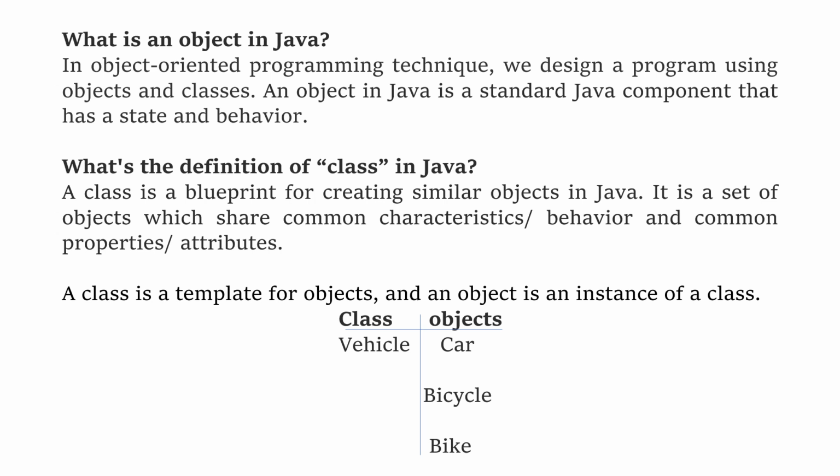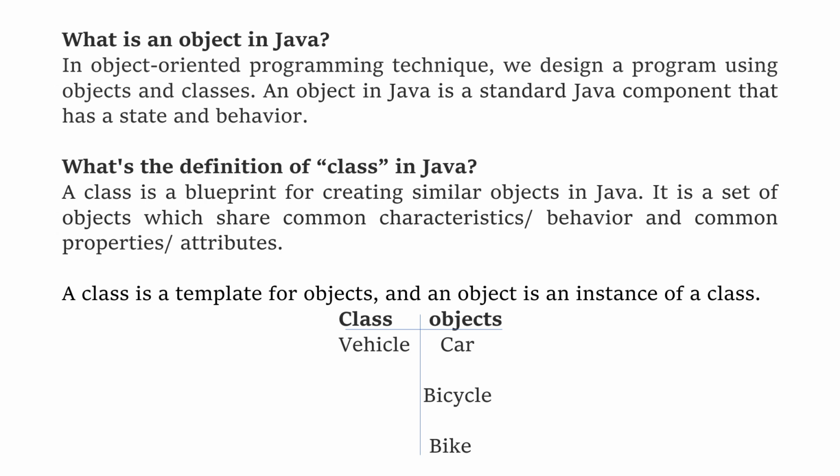The next question is, what is an object in Java? In the object-oriented programming technique, we design a program using objects and classes. An object is a standard Java component that has a state and behavior. And the next question is, what's the definition of a class in Java?